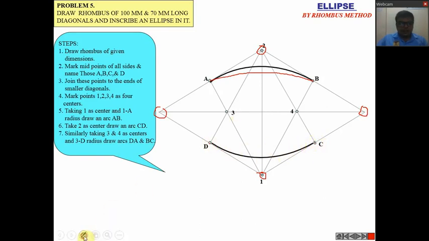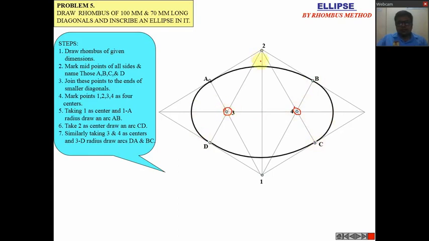After that, the next step is very simple. Take 3 as a center, 3 to A as a radius or 3 to D as a radius, and make an arc something like this, that will join point A with point D. And the last step is again the same: point 4 as a center, 4 to B or 4 to C as a radius, and make an arc that will join point B with point C.